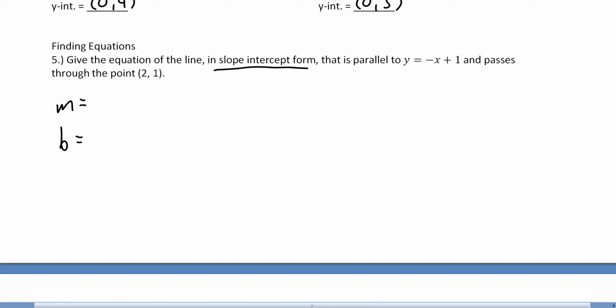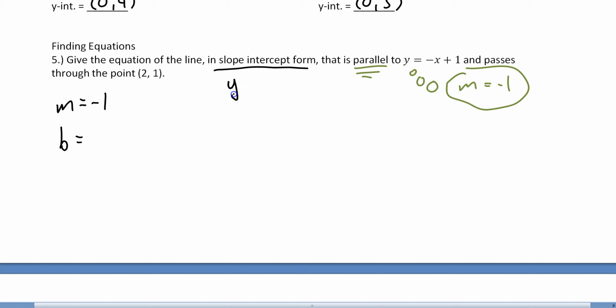Alright? So the first thing I need to do is think about the slope. I always find the slope first, and when I think about this line, the line that has been presented to me has a slope of negative 1 because it's in slope-intercept form. If I want my line to be parallel to that line, remember parallel lines have the same slope, which means if that line has a slope of negative 1, I want my line to have a slope of negative 1 as well.